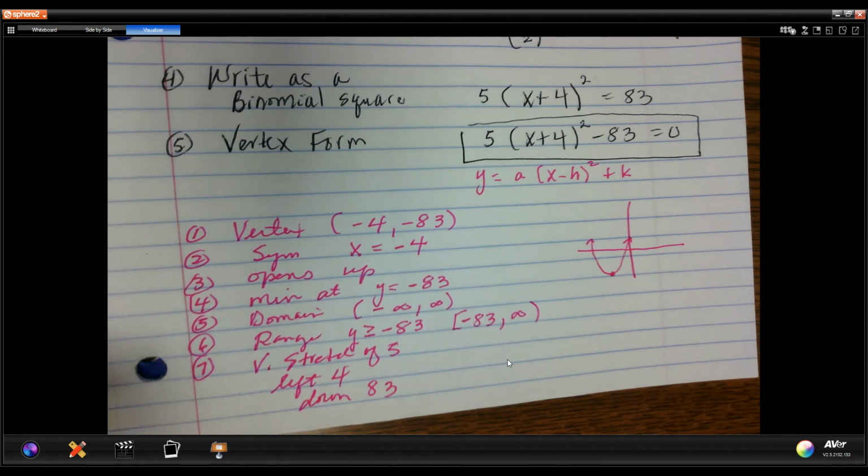So what we just did was completing the square from standard form to vertex form. And then I'm going to stop right there and let you do that. And then I'm going to make another video with another example.